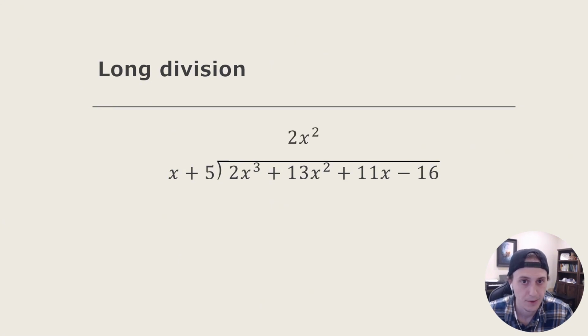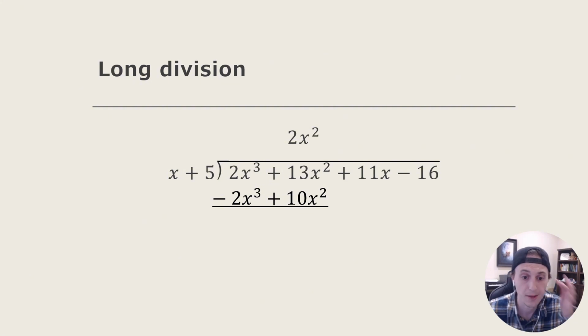Then the next step is to multiply 2x squared times the rest of the polynomial on the outside. So we do 2x squared times x, and then we do 2x squared times 5. And then we write that below, like this. And so that 2x squared times x is 2x to the third, and 2x squared times 5 gives us 10x squared.